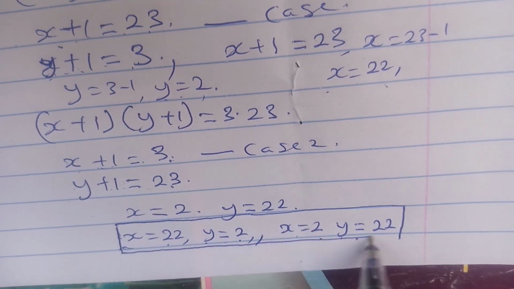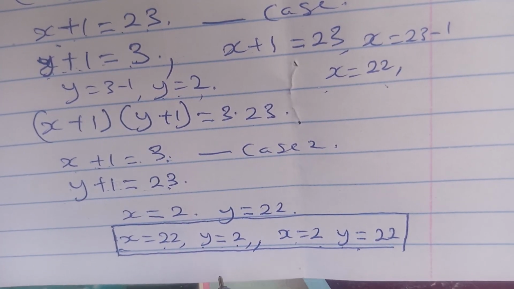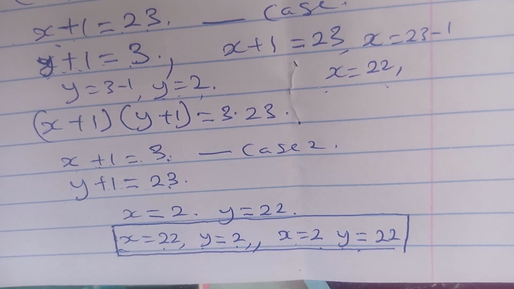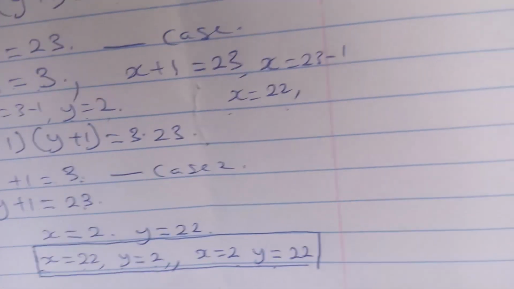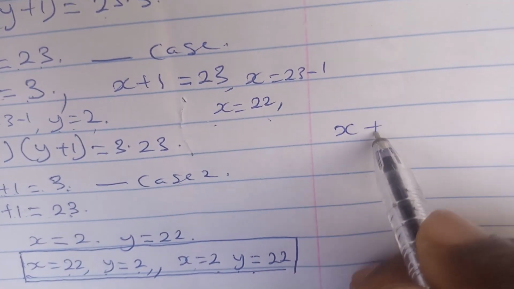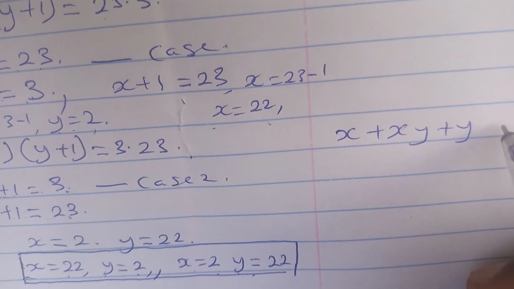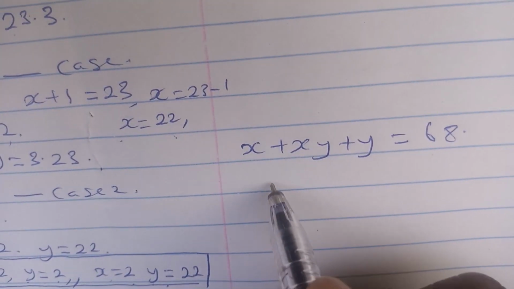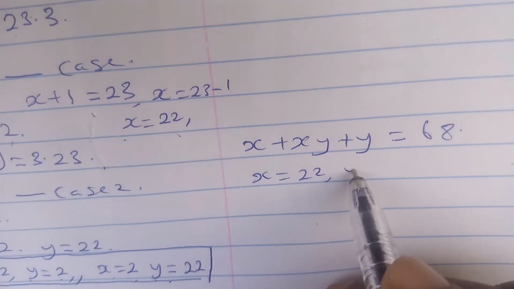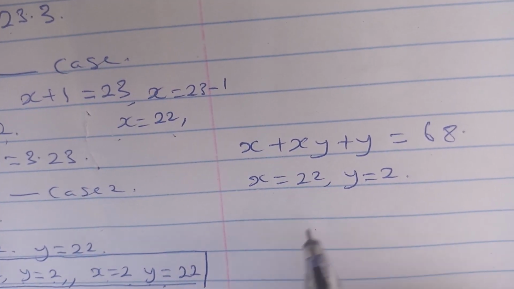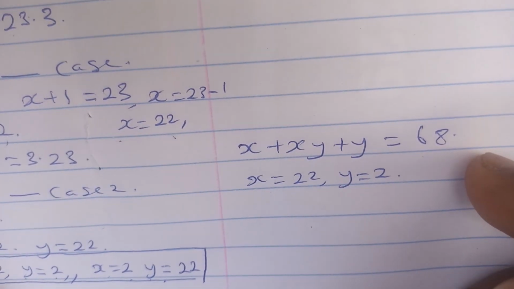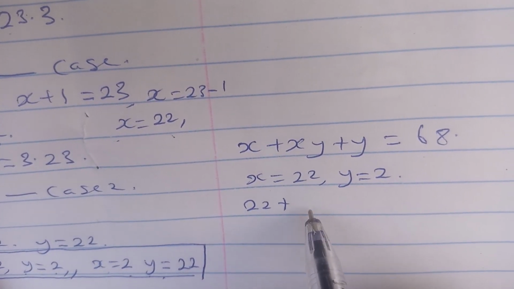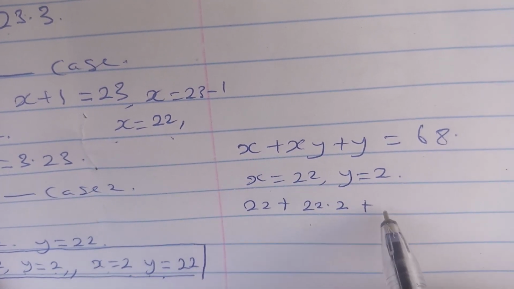If you substitute all these values into our previous equation, you are going to see that it gives us 68. So let's try it out. Remember, the question says x plus xy plus y is equal to 68, where x is equal to 22 and y is equal to 2. Wherever we see y, we substitute 2 there, and wherever we see x, we substitute 22 there. So you can see 22 plus 22 times 2 plus 2.